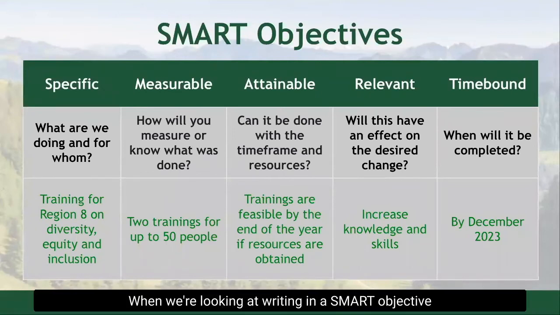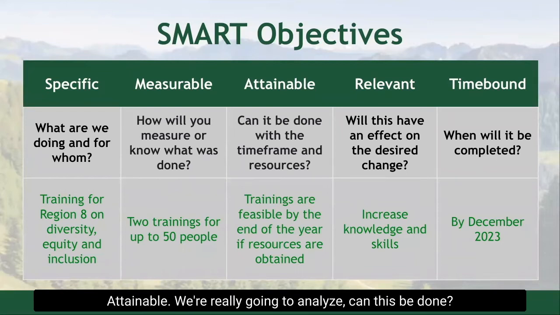When we're looking at writing a SMART objective for a grant, this really helps us to focus on specifically what we're going to do. So for example, here with specific, what are we doing and for whom? Let's say, for example, we're going to provide a training for Region 8 on diversity, equity, and inclusion. Then we're going to think about measurement. How will we measure and how will we know it's been done? We're going to do 2 trainings for up to 50 people.